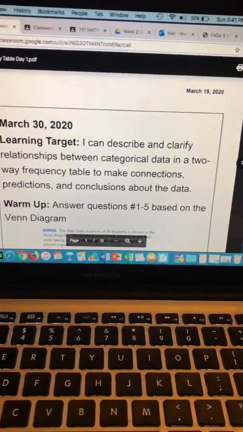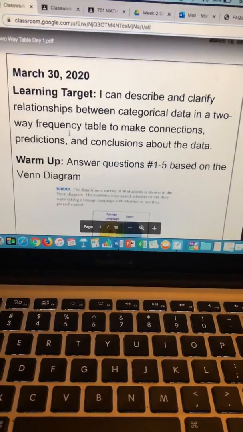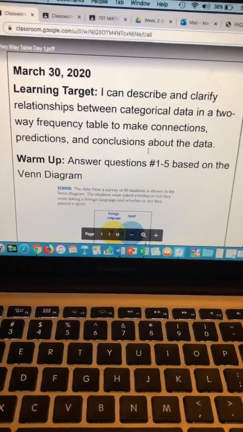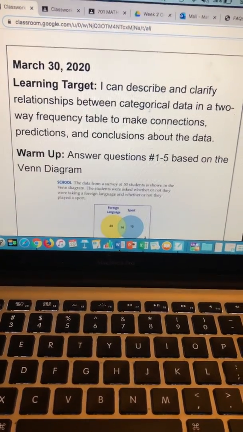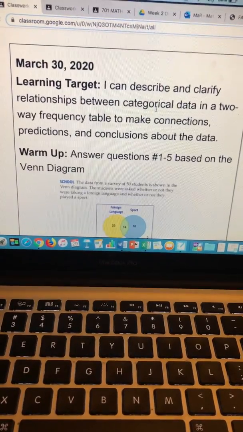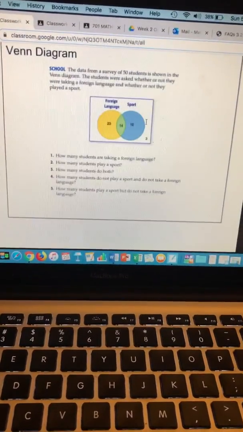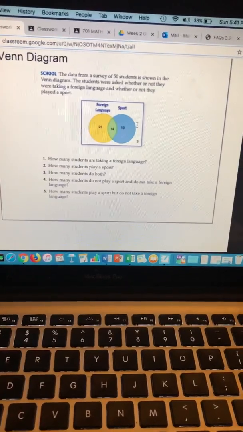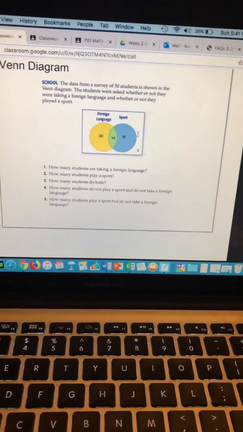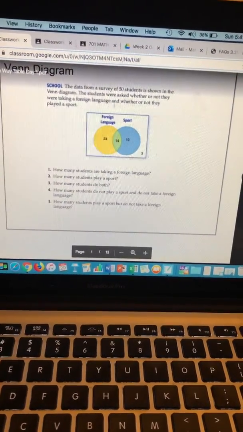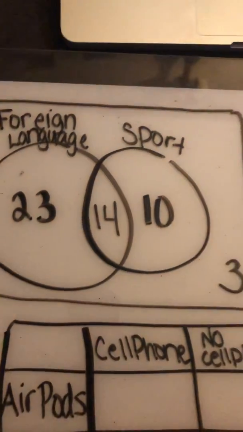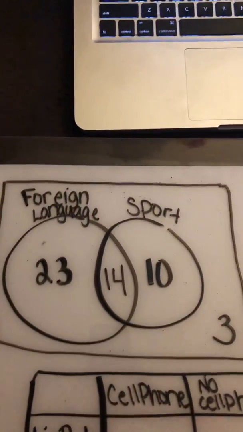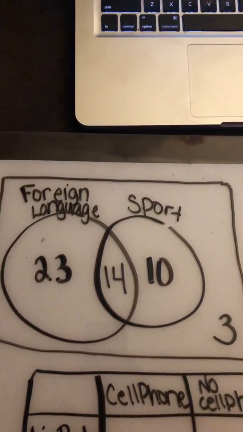Okay, so here's today's lesson. We're going to describe and clarify relationships between categorical data in a two-way frequency table and make connections, predictions, and conclusions about the data. You have a warm-up, which is a Venn diagram. It is a survey of 50 students, and they were asked whether or not they were taking a foreign language or whether or not they played a sport. This is the Venn diagram you would see on your screen, and then they ask you the following questions.